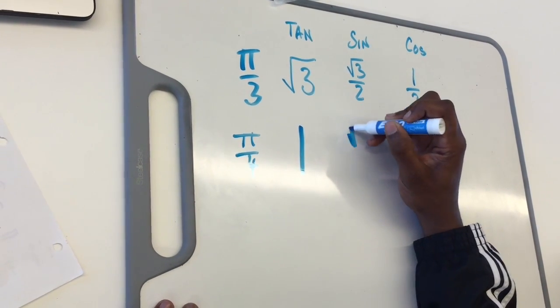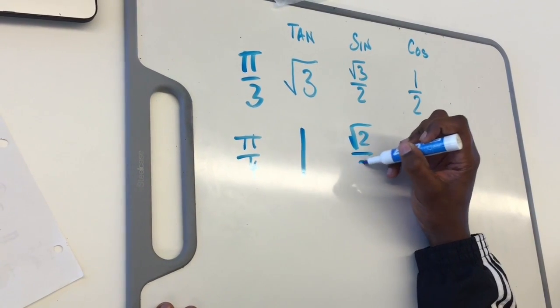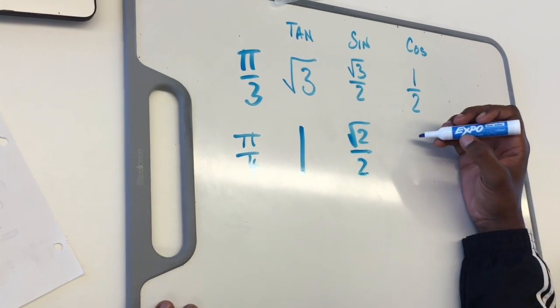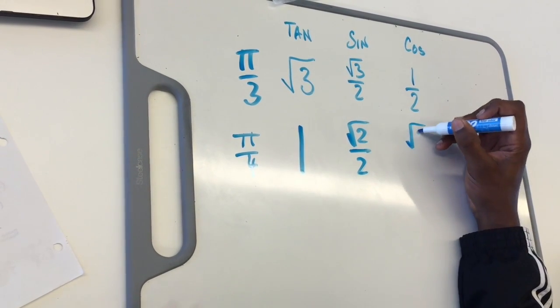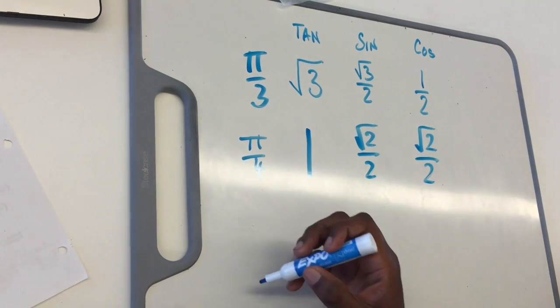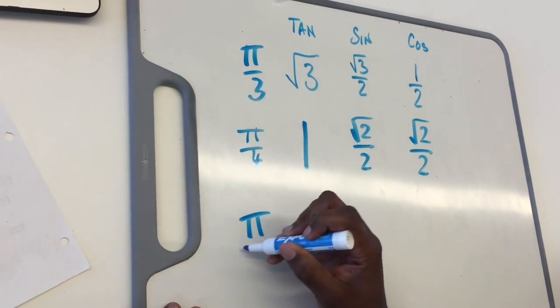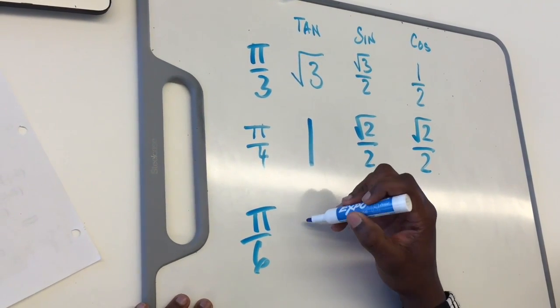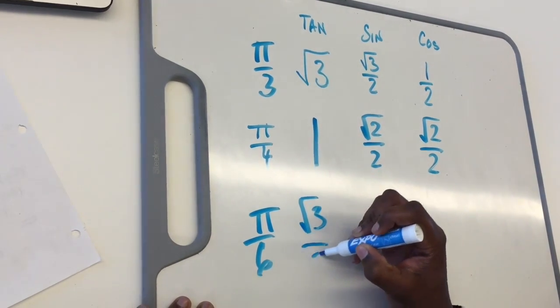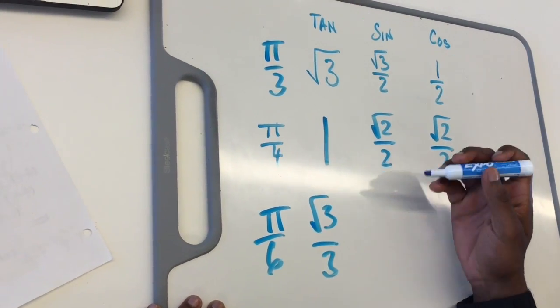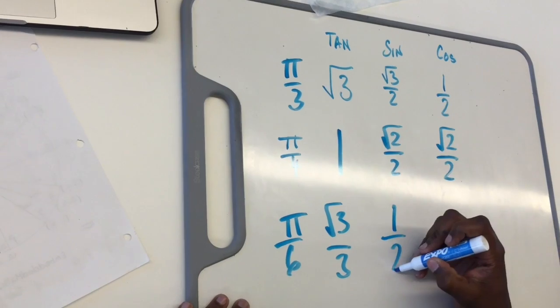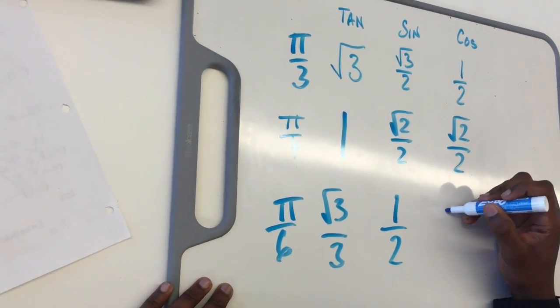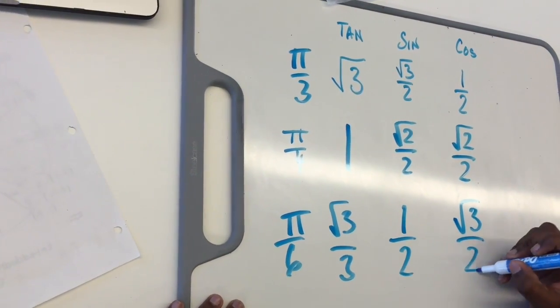The sine is root 2 over 2, and the cosine is also root 2 over 2. And for pi over 6, the tangent is root 3 over 3. The sine is 1/2, and the cosine is root 3 over 2.